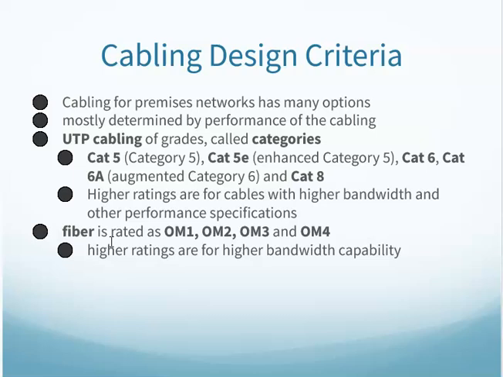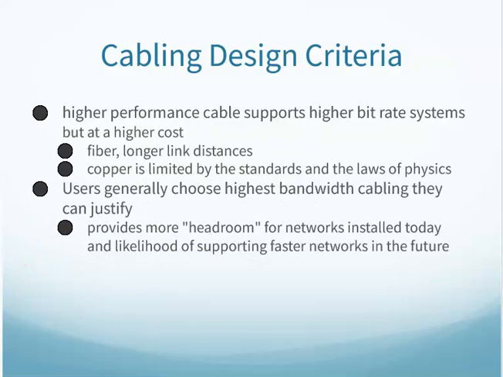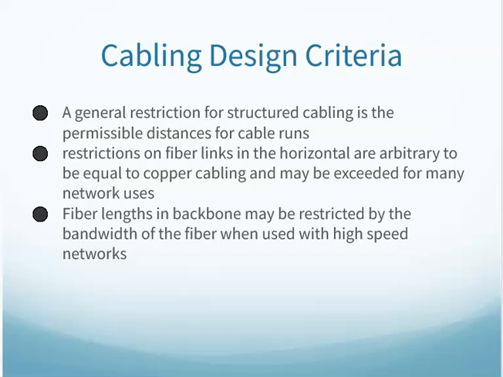Fiber is rated OM1, OM2, OM3, that we looked at a little bit earlier. As they go up, they are rated for higher bandwidth capabilities, and sometimes distance too, depending on your connection. Higher performance cable supports higher bitrate systems, but at a higher cost. Usually the cabling costs a little bit more, and the terminations might cost a little bit more. But a lot of times in your install, you try to choose the highest level that's reasonable or affordable for the customer, so you have room to potentially upgrade later and not have to redo the cabling, but have the capability to increase your bandwidth.